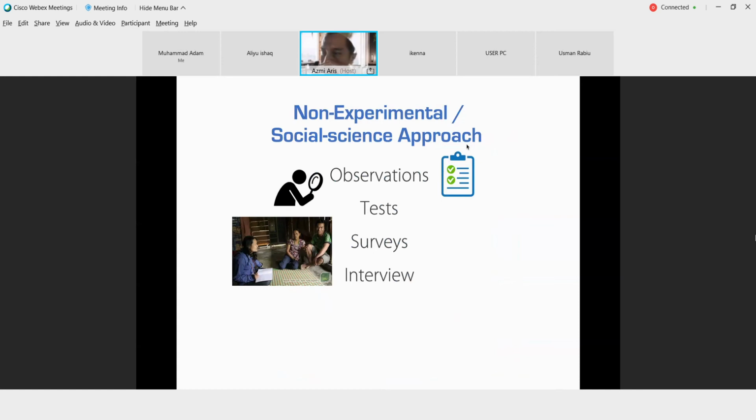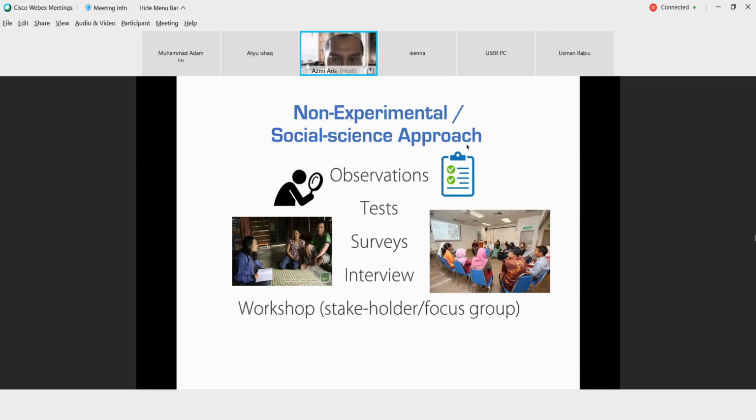Survey is normally where the samples are a lot, maybe 1,000 samples. But for interview, maybe it is very selective. And observation is also selective, and the same with tests. Or maybe you need to get input from experts, so you do a workshop. Normally they have a focus group workshop or stakeholders, all the experts or those people they want to get info from. So they have them discuss, they put their questions to them, and from that discussion, they record, and then put it into words. So that is how they collect the data.